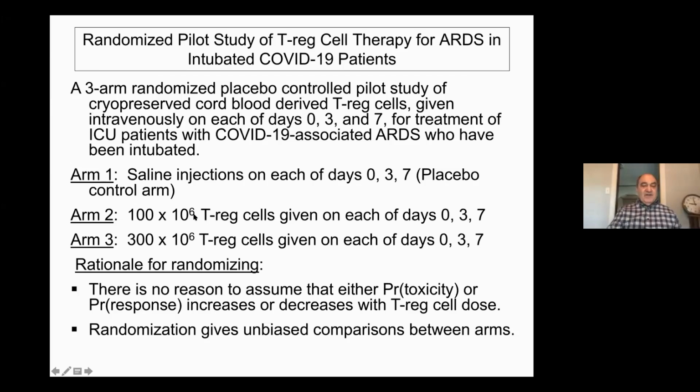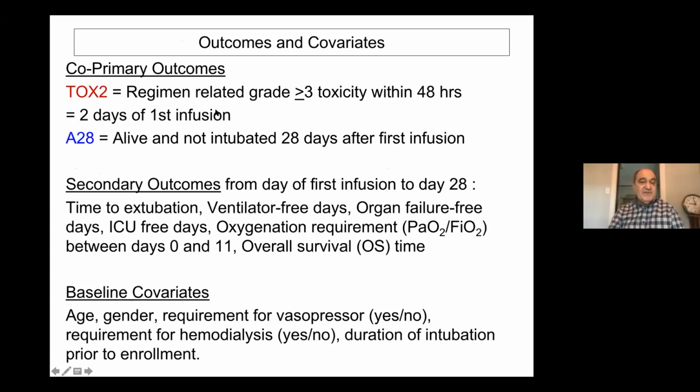Arm 2 is 100 million cells. Arm 3 is 300 million cells. And the rationale for randomizing is that there's no reason to assume that either the probability of toxicity or the probability of response increases or decreases with Treg cell dose. You get this non-monotonicity with cellular therapy because they don't know. And randomization gives unbiased comparisons. Okay, so there were 2 co-primary outcomes. The thing I call TOX2 is regimen-related toxicity, grade 3 or worse within 2 days of the first infusion. A28 in blue is that they're alive and not intubated at day 28. And then there are a whole raft of secondary outcomes. The baseline covariates include age, gender, whether they need a vasopressor, and so on.